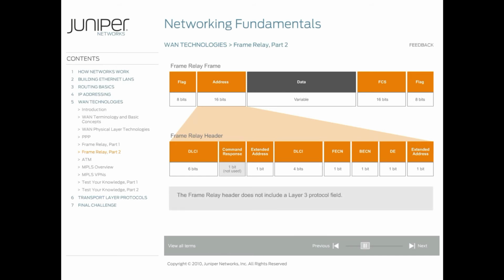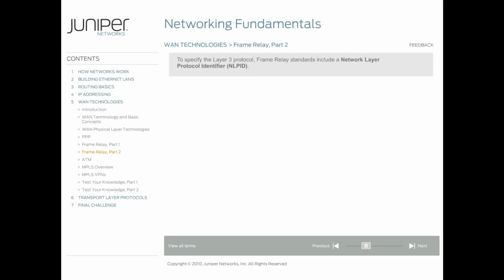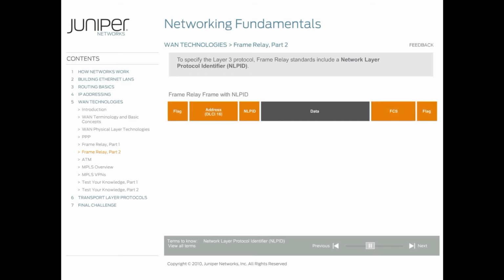Notice that the Frame Relay header does not include a Layer 3 protocol field like a PPP header does. To specify the Layer 3 protocol, Frame Relay standards include a Network Layer Protocol Identifier, or NLPID. A NLPID is similar to the type field in an Ethernet frame. When the router wants to send an IP packet over a Frame Relay network, it adds a NLPID, indicating that the upper layer protocol is IP. Then the router adds the Frame Relay header, including the appropriate DLCI. When we move back to our network diagram in a moment, we'll show this frame in a condensed format shown on screen.